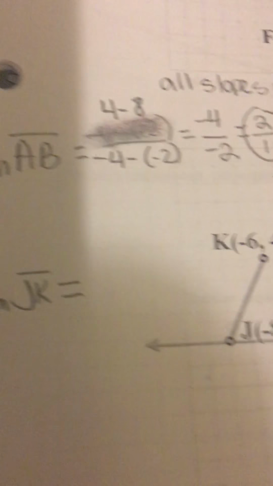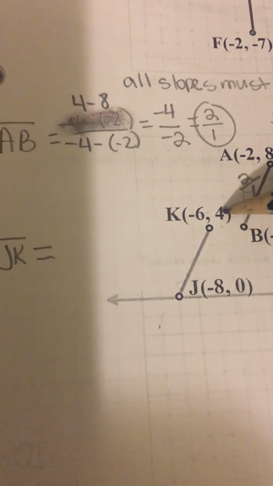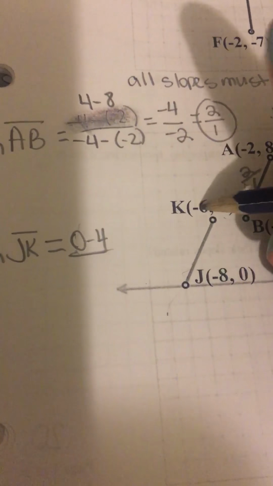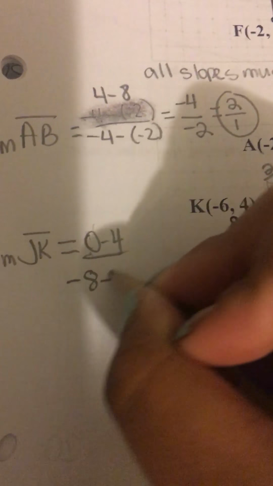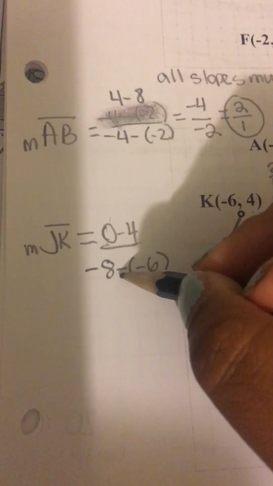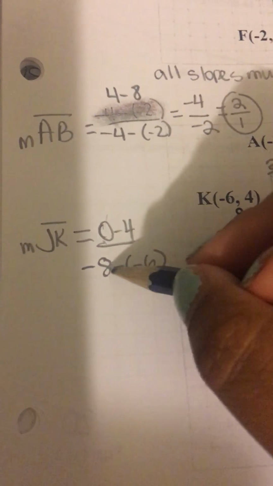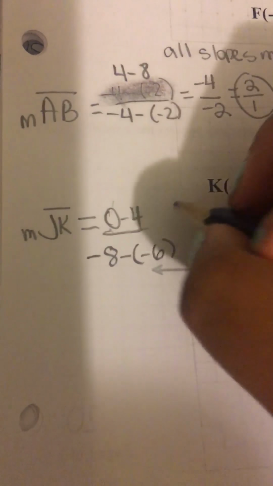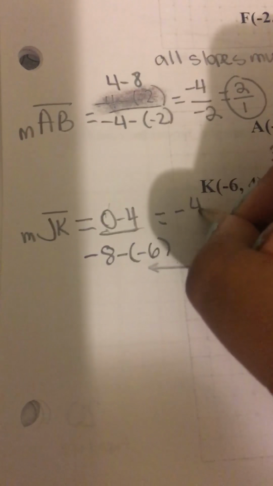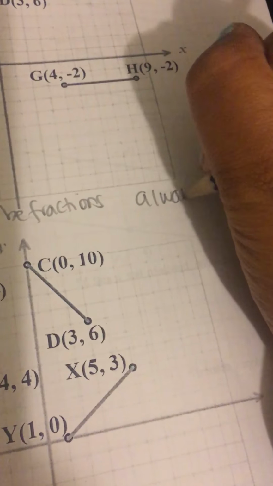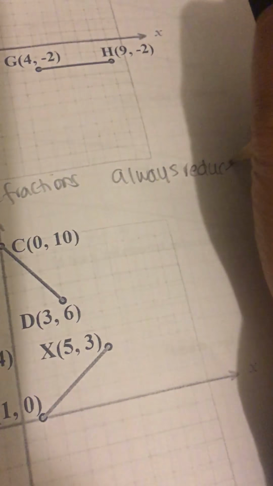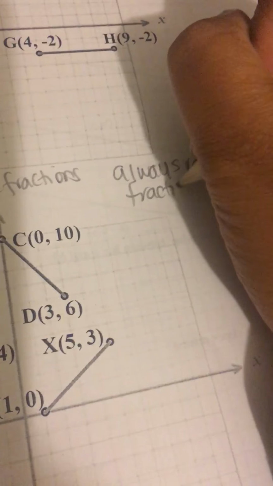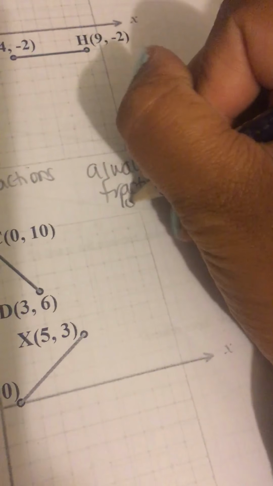And then for JK, we're going to look at our y values first, so 0 minus 4. We're going to look at our x values second, -8 minus -6. Remember I told you I put the minus, and here's a negative, so I want to differentiate that that's a negative and that's a minus. So when you work that out, you all have calculators. Get -4 over -2 again. Always reduce fractions, so I'm going to write that again. Always reduce fractions to lowest form.